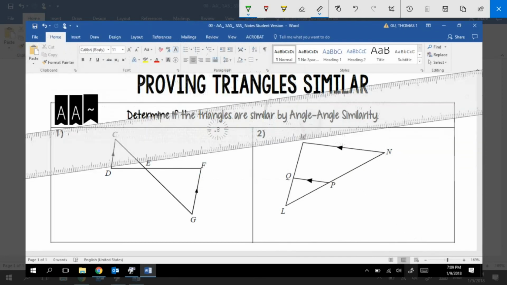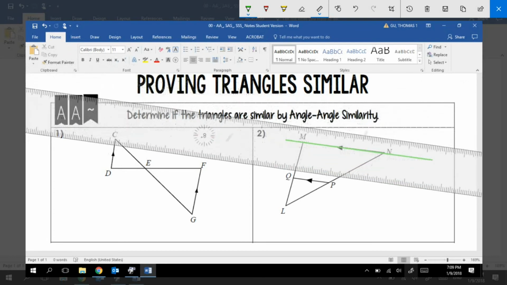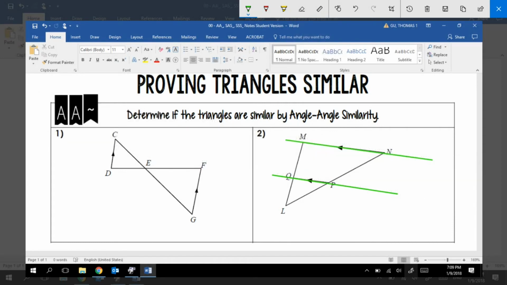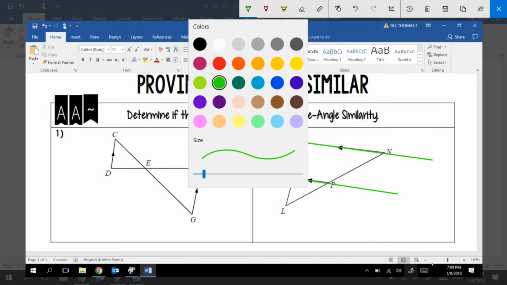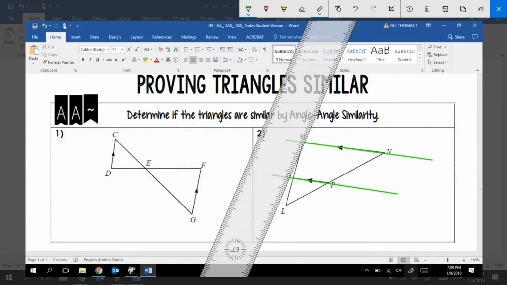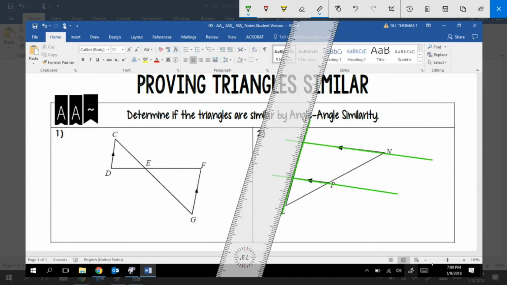If I extend this line right here and this line right here, note that both of these lines are parallel because of those triangular marks. Well, I have a transversal, oh my goodness, the vocabulary words, running through these two lines right here at ML. Wow, it's the same color.